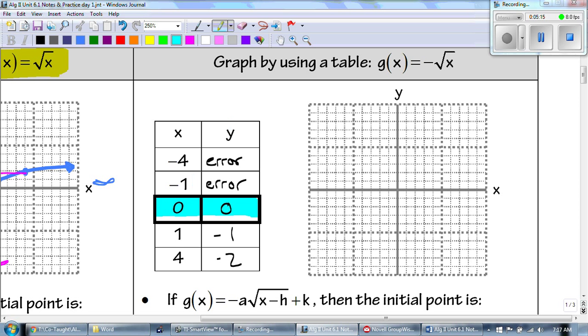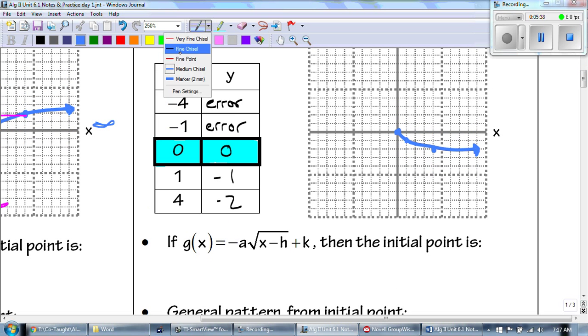Once again, this 0, 0 is called our initial point. It's our starting point. So I'm going to -1 at 1, and then -2 at 4. So now my function looks kind of like that.